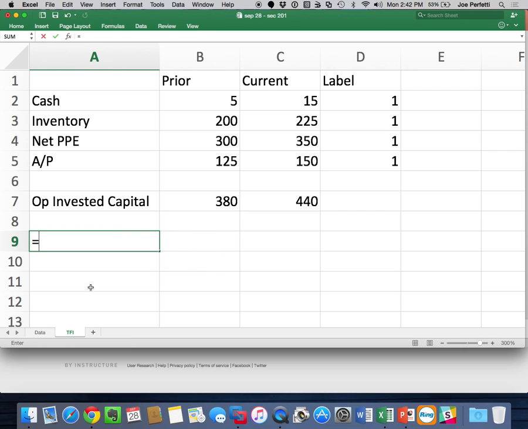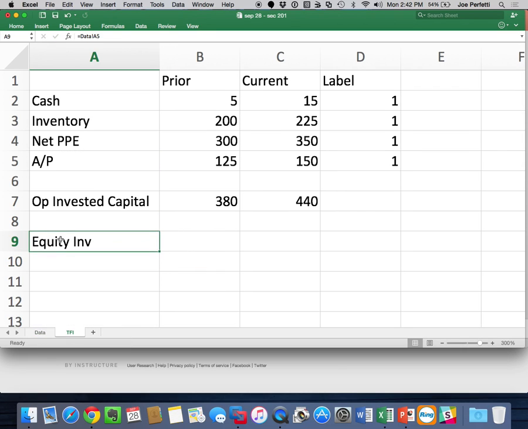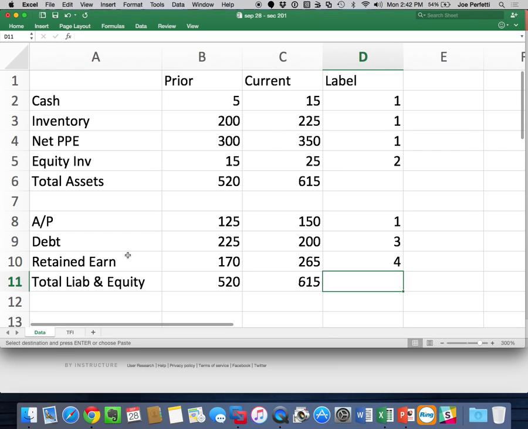What are my non-operating assets? Well, there, it's my equity investments. And then I look to see, do I have any non-operating liabilities? Now, right now, I don't have any non-operating liabilities. If I did, which you will on your homework assignment, I would net those out just like I netted out accounts payable. Okay, so come back here to TFI.